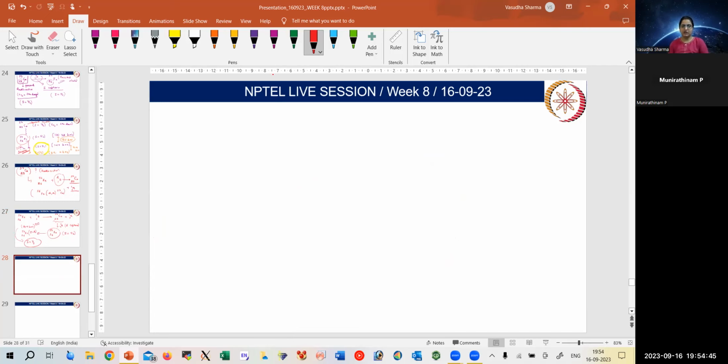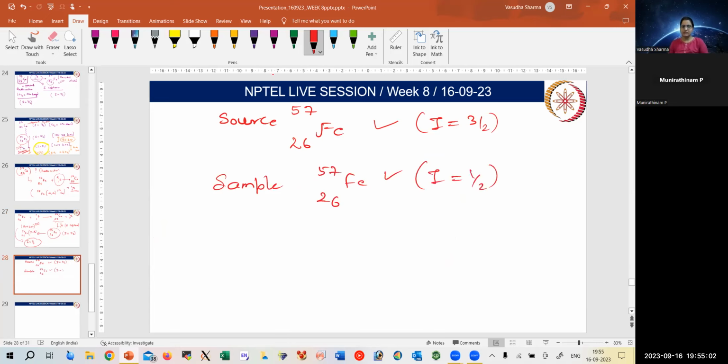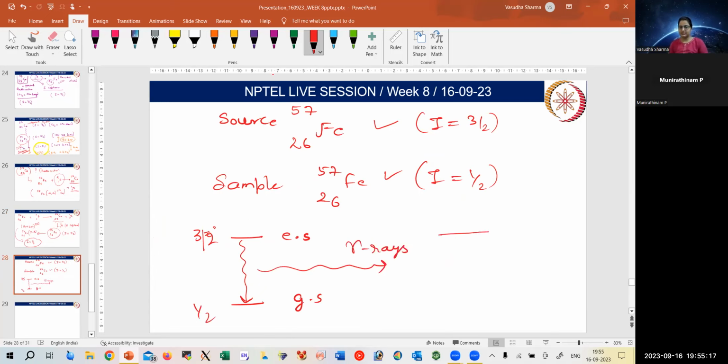Okay, we understood now. We had the source as iron-57, which we claim to be. We want this one: source with I equals 3/2, and my sample, which is naturally abundant, with I equals 1/2. So it's fine. Now, my source is already in an excited state, 3/2. So it goes to ground state and releases energy, that's gamma rays. And the sample, which is the same nucleus, is in the 1/2 state and goes to 3/2.